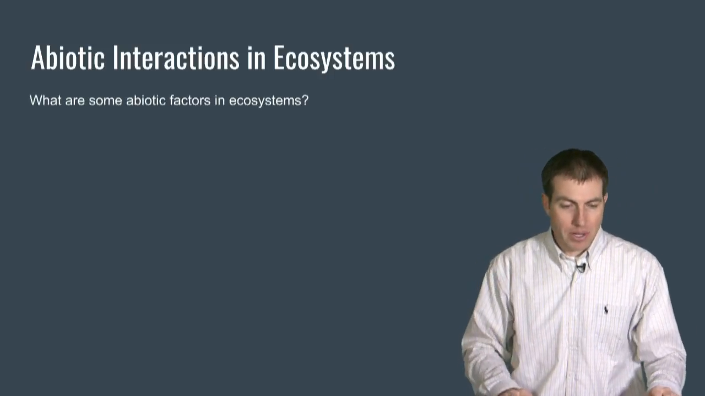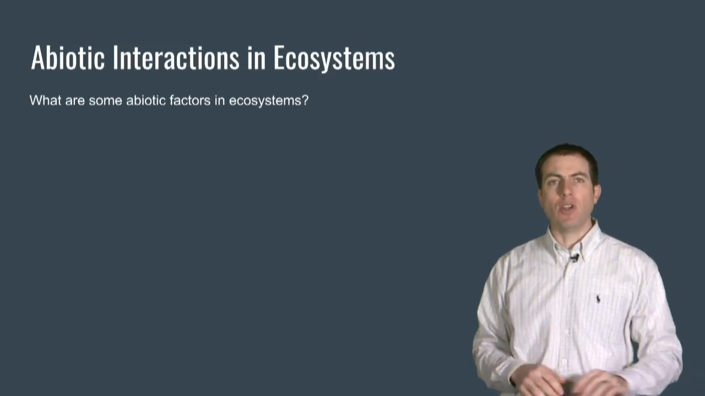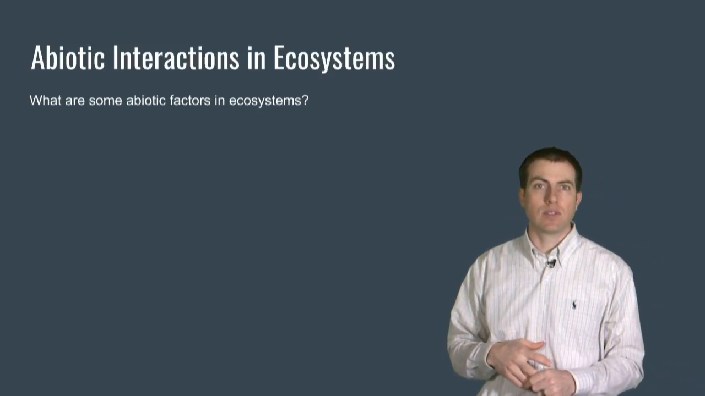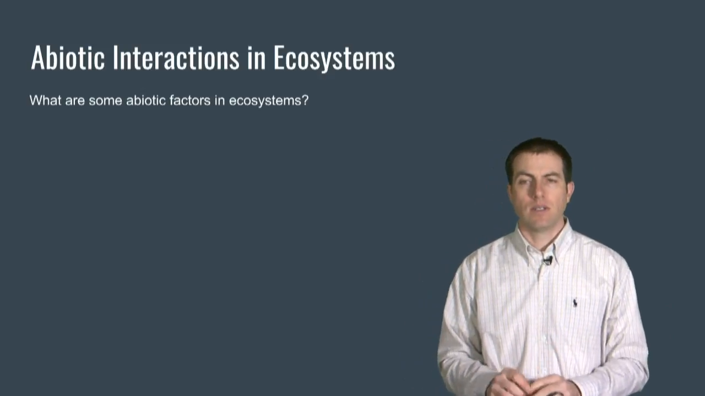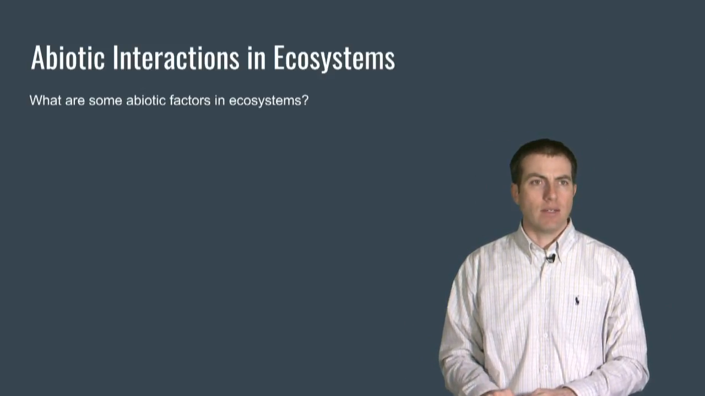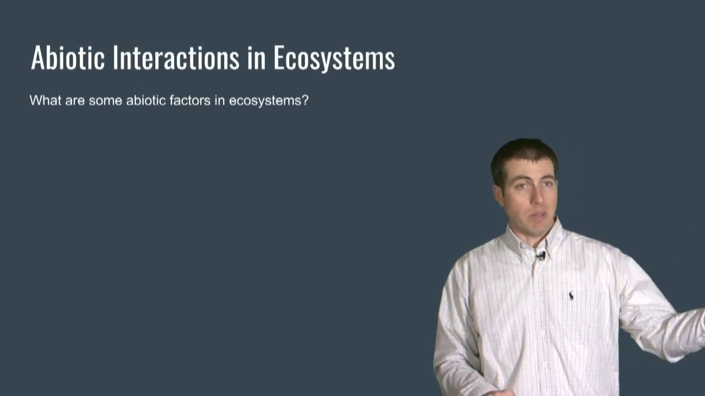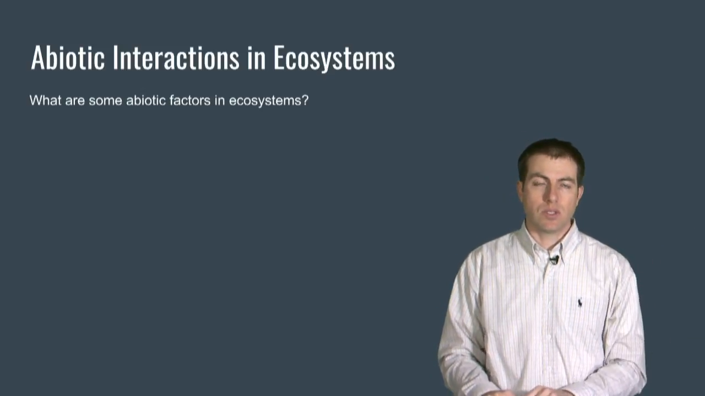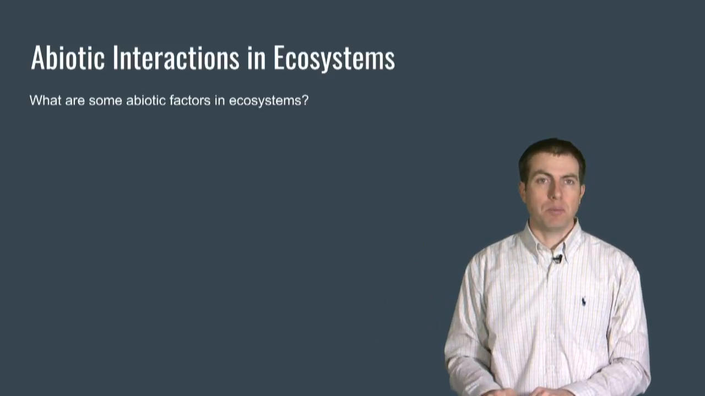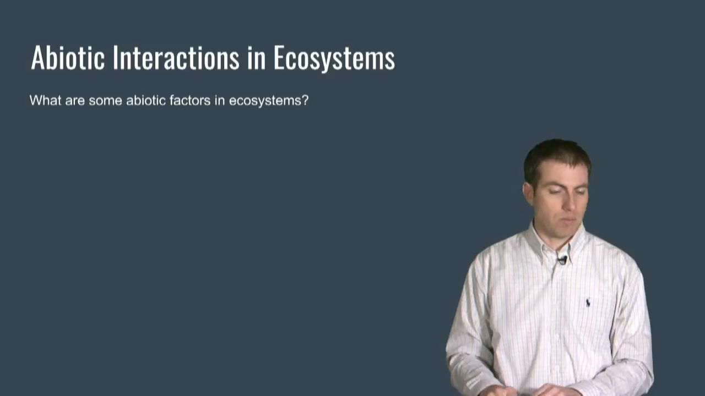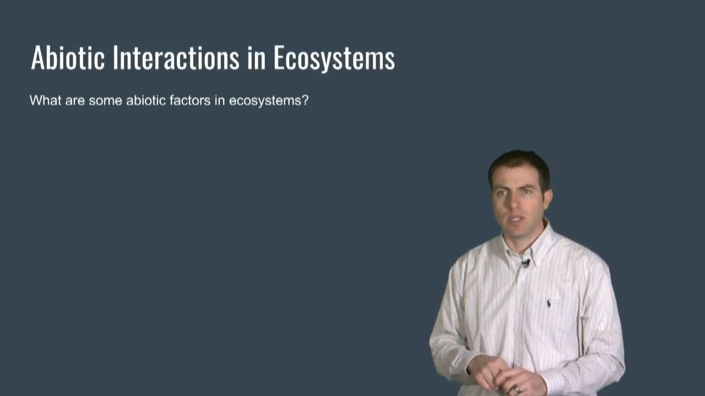What are some abiotic factors in ecosystems? What are some non-living things that influence what an ecosystem looks like? Throw it into chat. What would cause an ecosystem, let's say, outside of my door to look different than an ecosystem in Africa that isn't living? So we're not talking about plants or animals. What would some things be that would affect what these things look like?